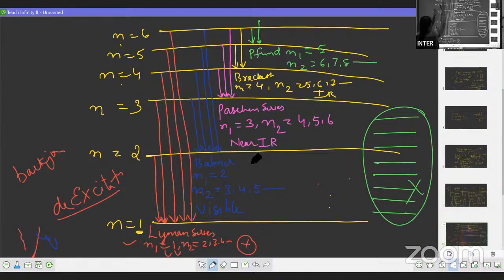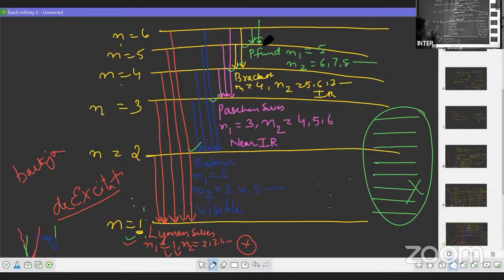All the electrons from all the orbits coming to the first orbit is called the Lyman series. From all the orbits coming to the second orbit is called the Balmer series. Coming to the third is the Paschen series. Coming to the fourth is the Brackett series. Coming to the fifth is called the Pfund series.